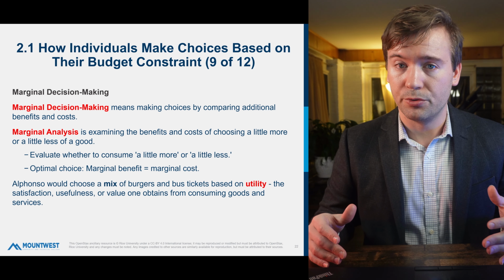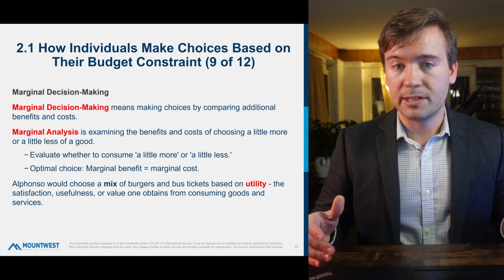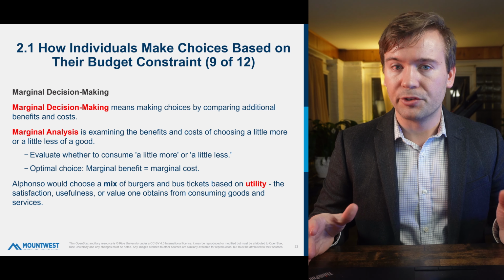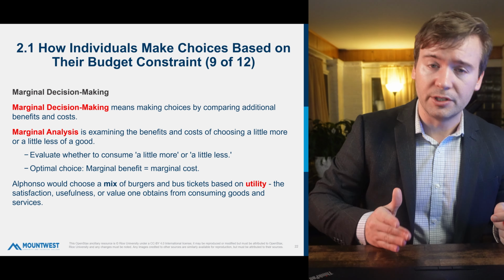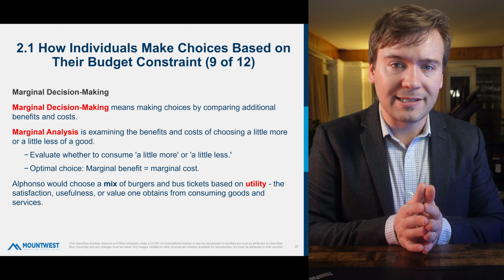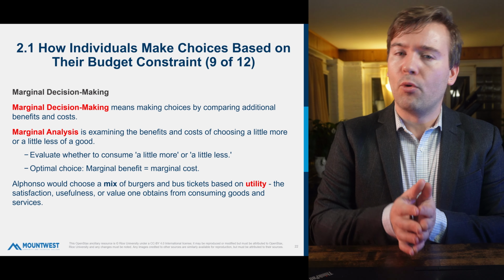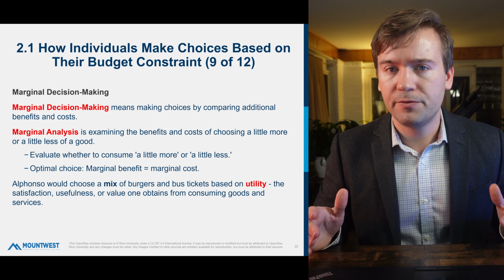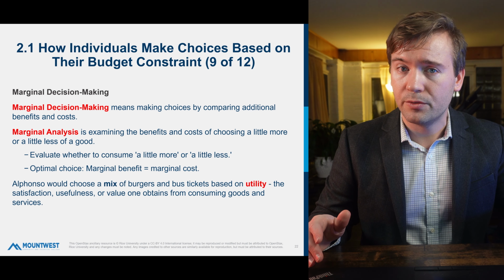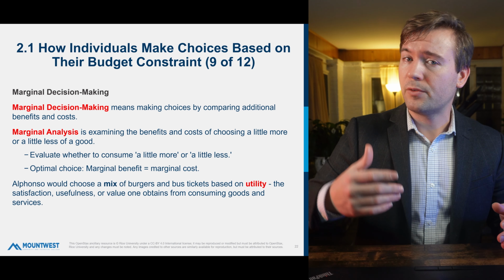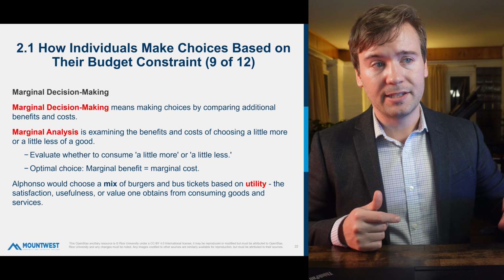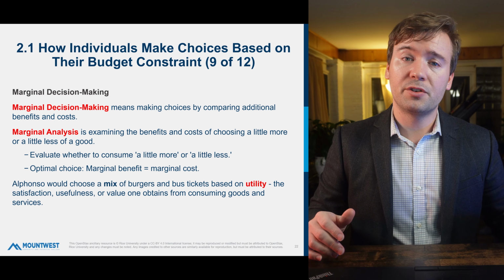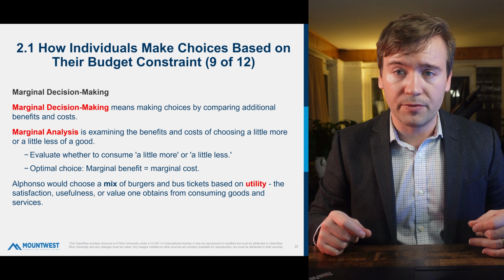So Alfonso would choose a mixture of burgers and bus tickets based on the concept called utility. And utility is a vague thing. There's no way to say this is the amount of utility. You can't do it. Utility is measured by satisfaction or usefulness or value that one obtains from consuming goods and services. Now, there's no way to define that because what Alfonso values might be very different from what you might value or from what I might value. The satisfaction that he gets from that burger might be very different from the satisfaction that someone else would receive. The satisfaction from that bus ticket might be very different from the satisfaction of another bus ticket holder.